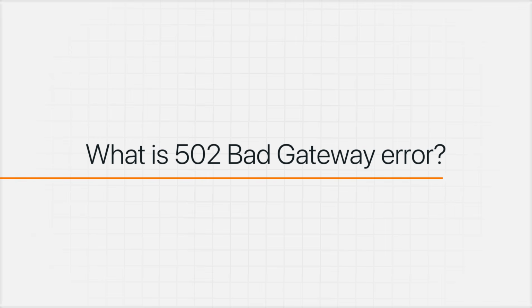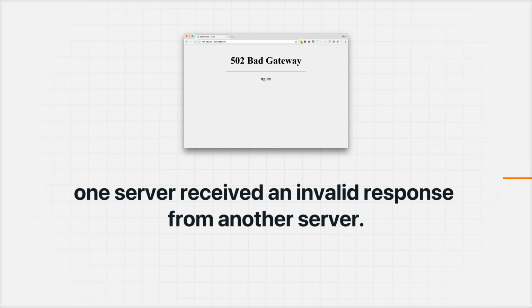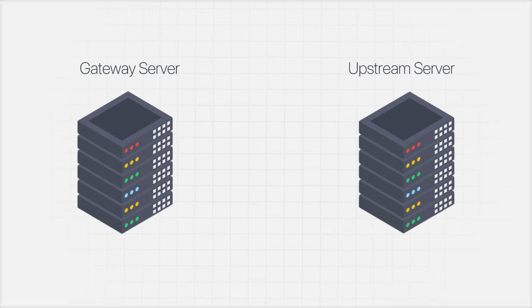What is a 502 bad gateway error? A 502 bad gateway error is an HTTP status code that means one server received an invalid response from another server. In other words, a server that's acting as a gateway or proxy tried to get a response from an upstream server, but that response was missing, broken, or not what it expected.